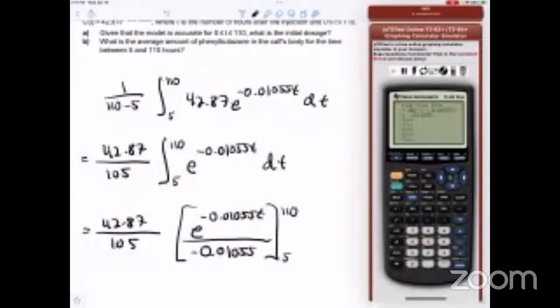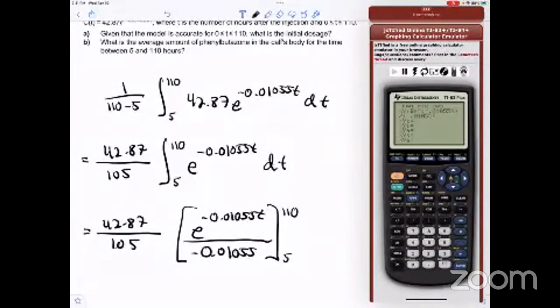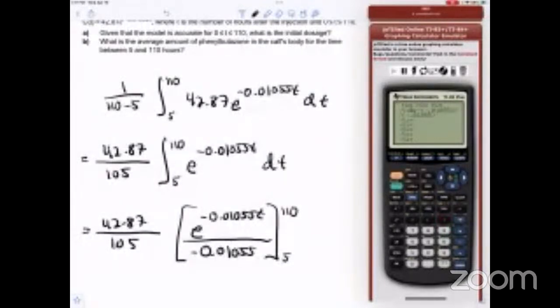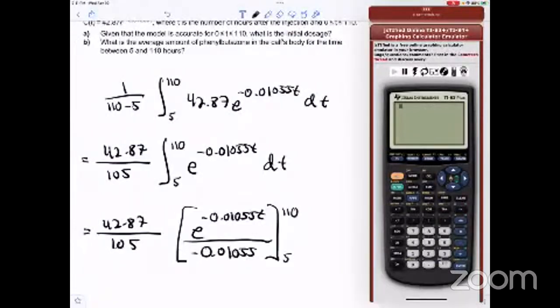Okay, so I'm going to quit. Then I'm going to say 42.87 divided by 105, using some parentheses. Now we're going to say times, parentheses, I want to call on that function that I just put in and evaluate it when x is 110, and then minus that same function when x is 5. Whatever answer I get, I'm going to multiply by that coefficient. This is the number that I get.